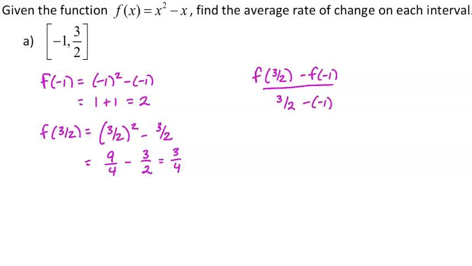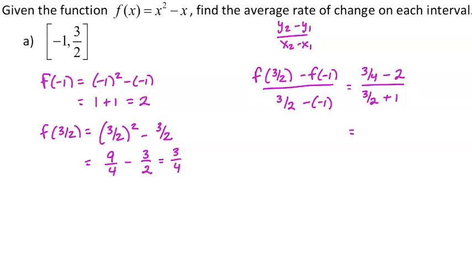Another way to think of this is essentially you're just doing y2 minus y1 over x2 minus x1. So that may feel more familiar as your slope formula that you've used in the past. So we just calculated f of 3/2 to be 3/4. F of -1 we calculated to be 2, all over 3/2 minus a -1. I'm going to go ahead and write that as a plus 1.